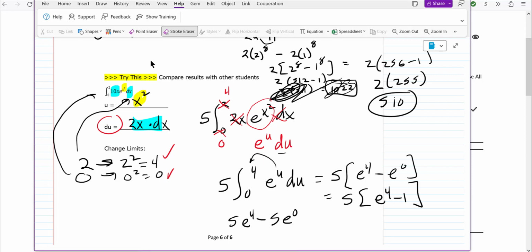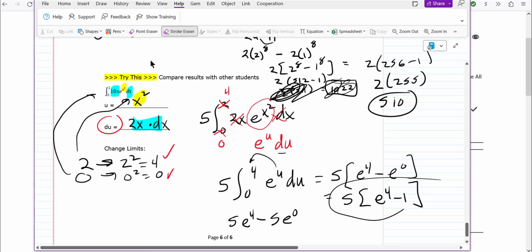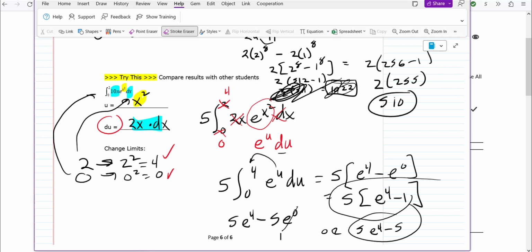Okay, so either this answer or 5e to the 4th minus 5 would be a correct answer, because e to the 0 is going to give you 1 anyway. Okay, so that's how that goes, and then that one could be checked on your calculator. Okay, all right, we have any questions? Okay, well, we did pretty good.